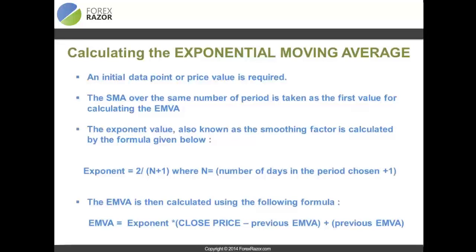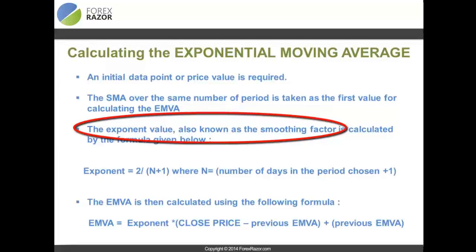Calculation of the exponential moving average requires an initial data point or a price value. Mostly, the simple moving average over the same time period is taken as the first value or the starting value to begin the calculation of the EMA. There is another component which is used in the calculation of the exponential moving average. It is known as the exponent, which is used as a smoothing factor in the calculations.